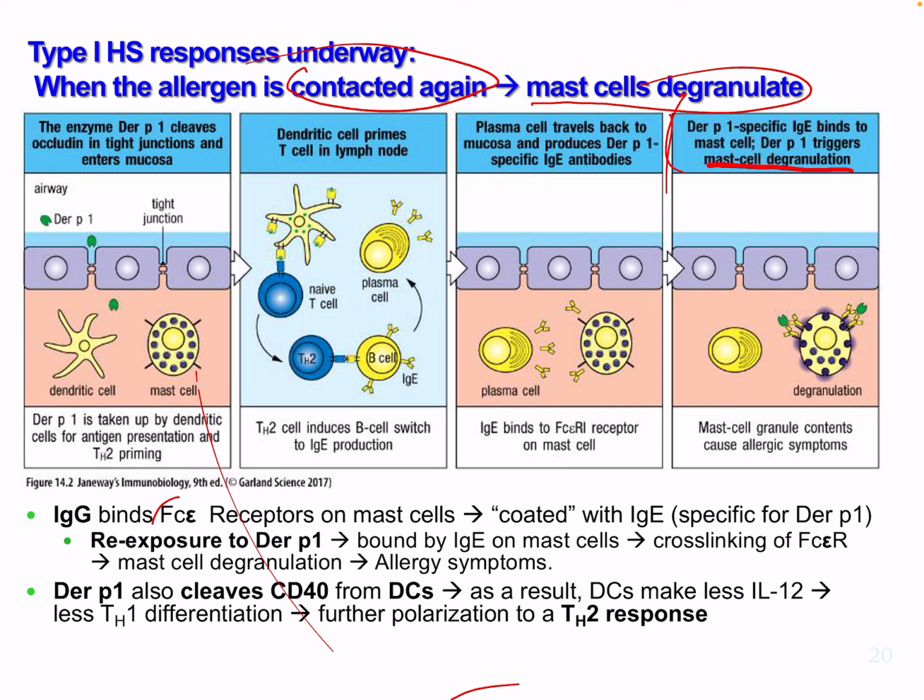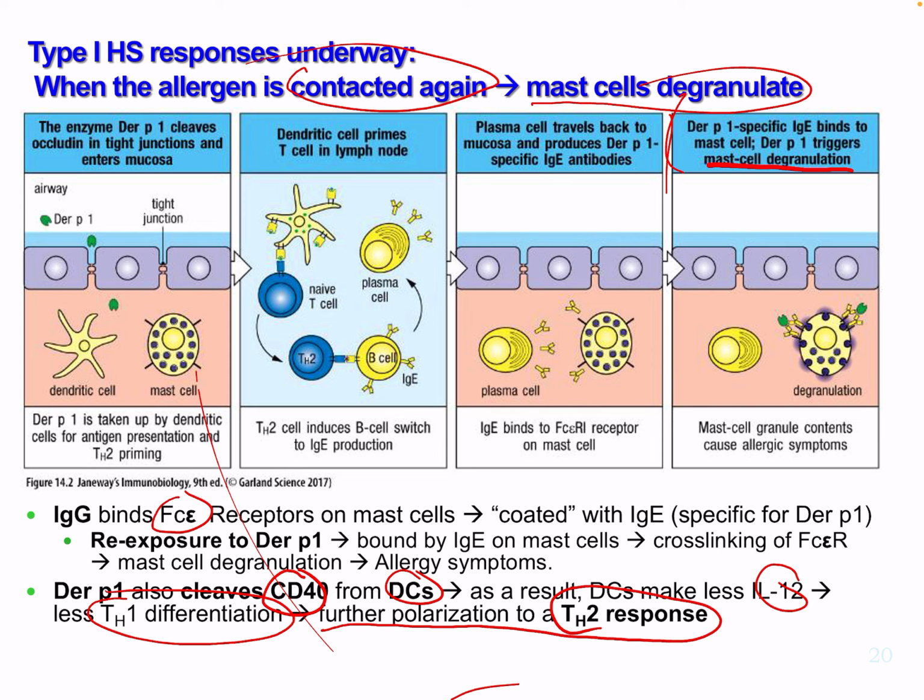Der p 1 also cleaves CD40 from dendritic cells. As a result, these dendritic cells make less IL-12, which means less Th1 differentiation, and we have further polarization of the Th2 responses. So essentially this response gets amplified, and we get a kind of bad scenario.